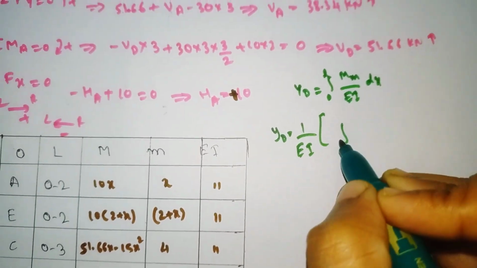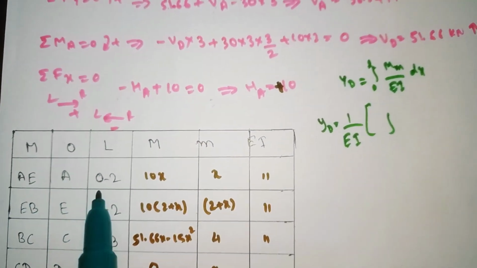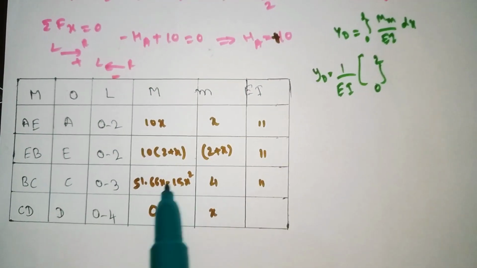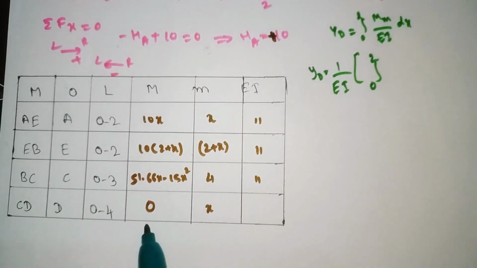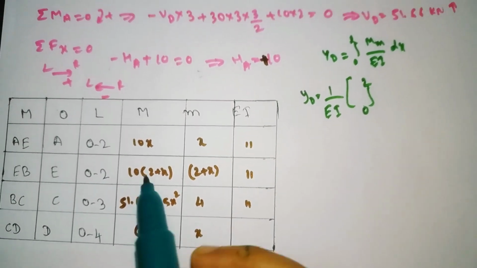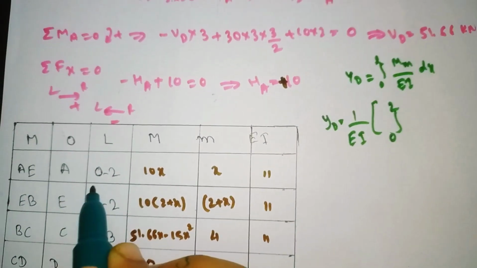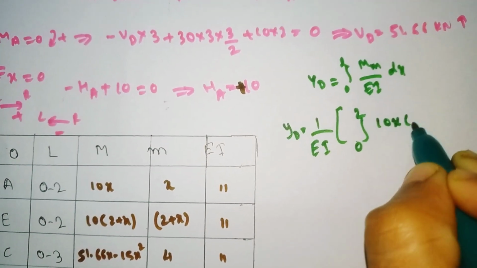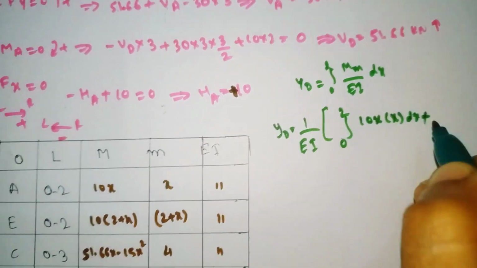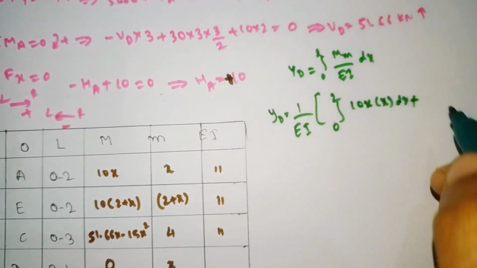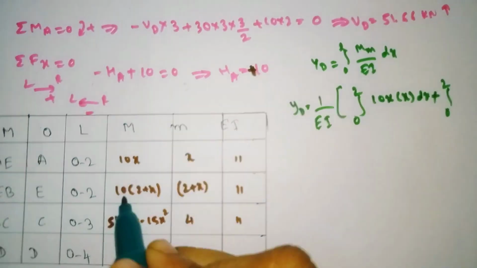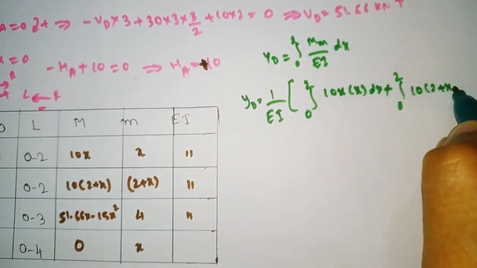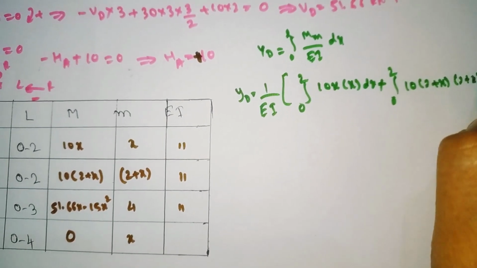So now integration of 0 to L. For AE the limit is 0 to 2, so 0 to 2 capital M into small m. This into this, this into this, this into this we need to do. For the CD member the value is 0, and 0 into anything becomes 0, so I will take only these three. So for AE, with limit 0 to 2, capital M is 10x into x dx, plus for EB, limit is 0 to 2, integration of 10 into 2 plus x into 2 plus x dx.